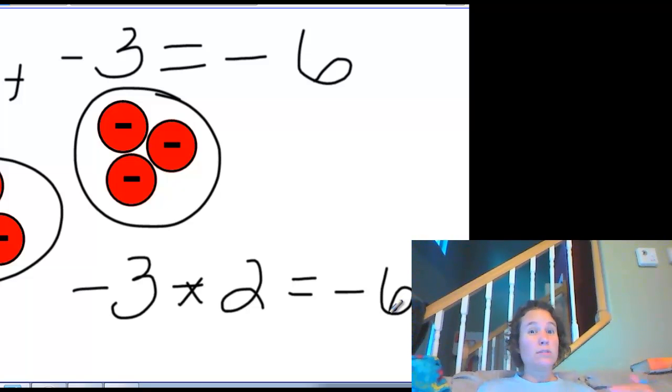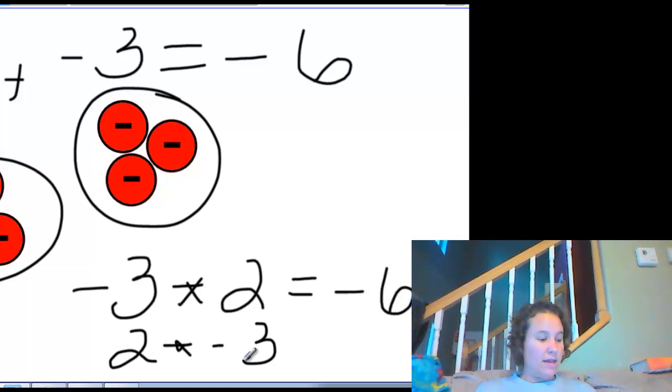And remember, we talked about for multiplication and for addition, we have that thing called the commutative property that says I can flip the numbers around and I'll still get the same answer. So I could rewrite this as 2 times -3, and I would still get the same answer, -6. So it doesn't matter which of those two numbers, whether it's the first number or the second number, is negative, I'm still going to have a negative answer.